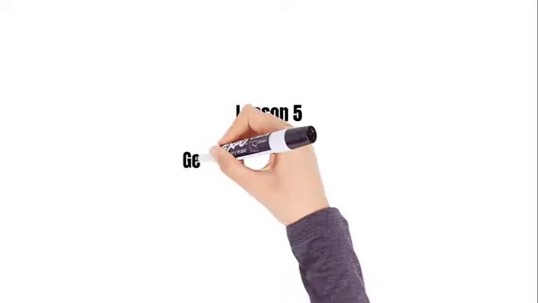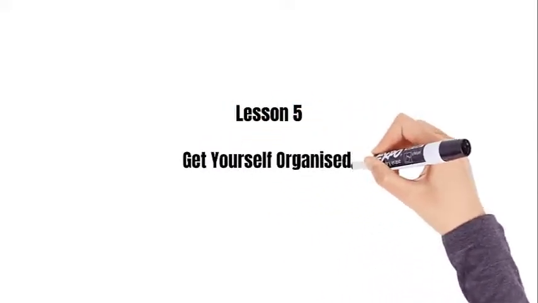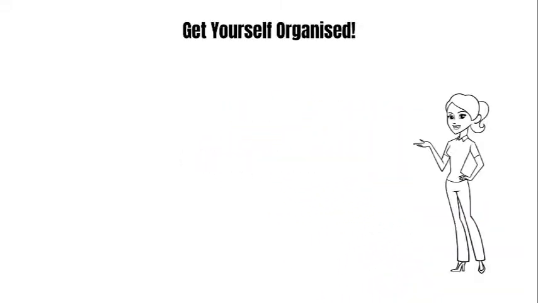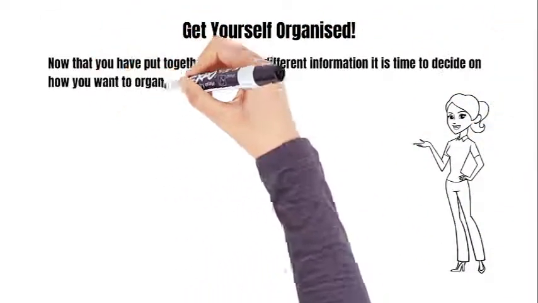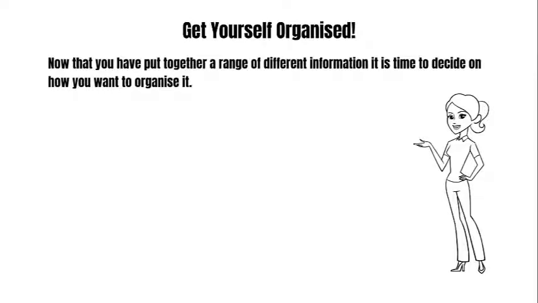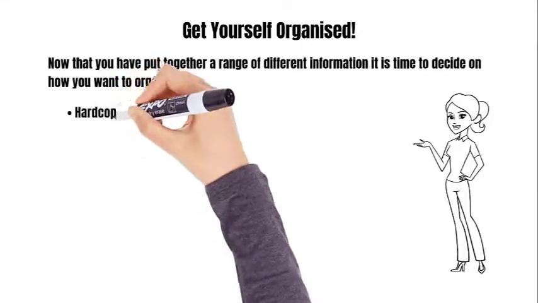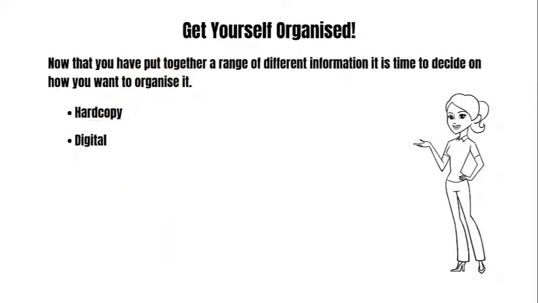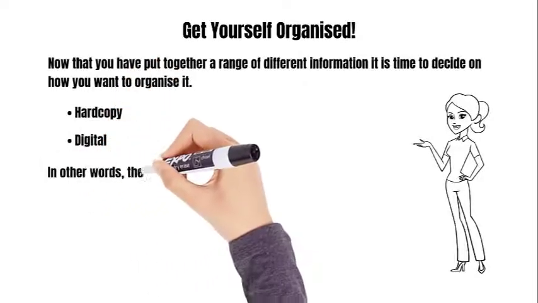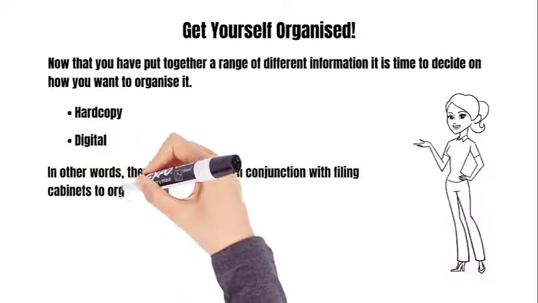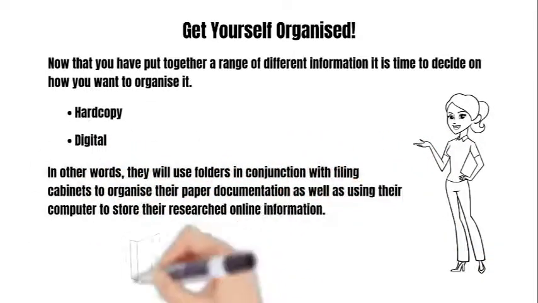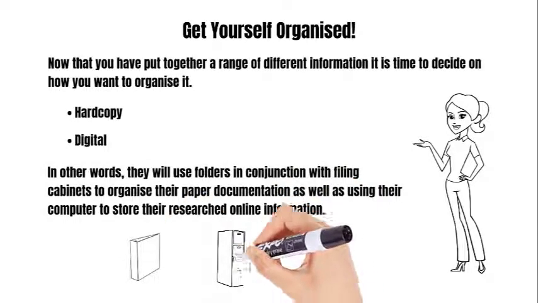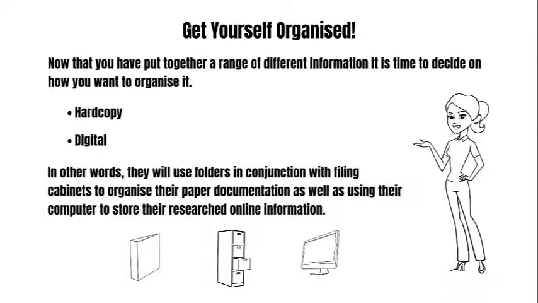Lesson 5. Get yourself organized. Now that you have collected a range of different types of information, it is time to decide on how you would like to organize it. Most people will use a combination of hard copy and digital information. In other words, they will use folders in conjunction with filing cabinets to organize their paper documentation, as well as using their computer to store their researched online information.